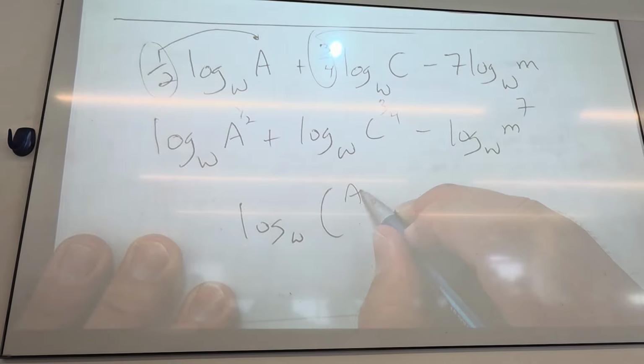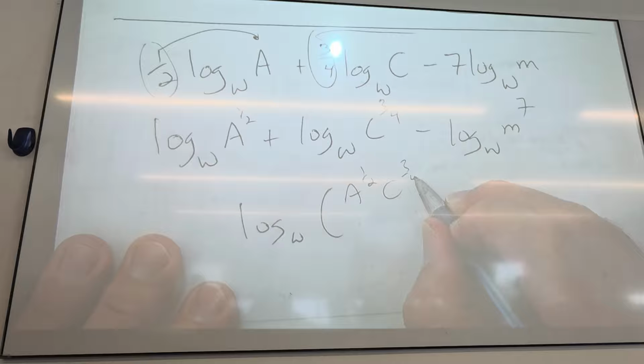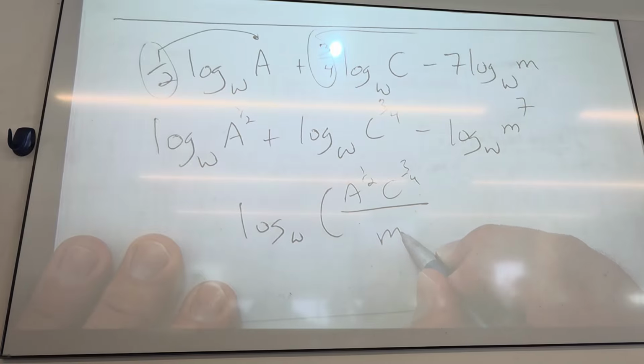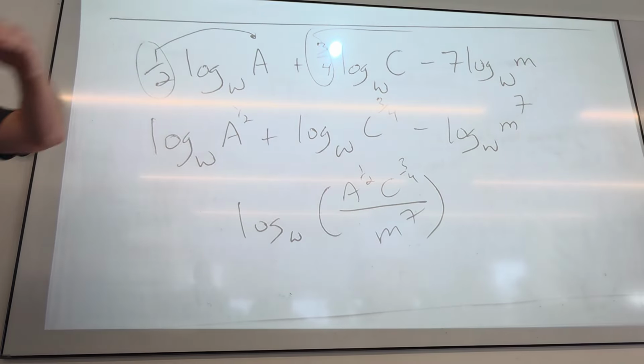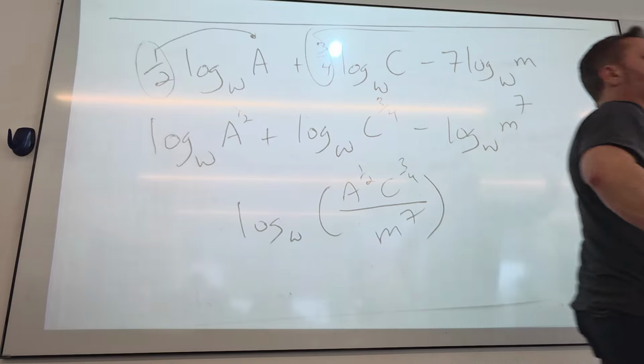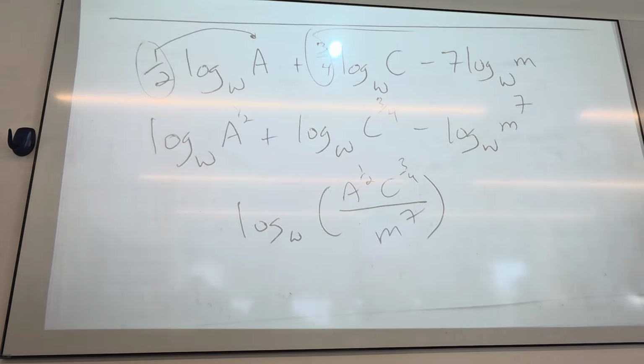Make some room here though. This times this. And of course this would divide. So the shortcut is when you have log plus log minus log plus log minus log plus log minus log, everything that's minus just goes on the bottom, everything that's plus goes on the top. Because that's what we do. We multiply when we add logs, we divide when we subtract logs.